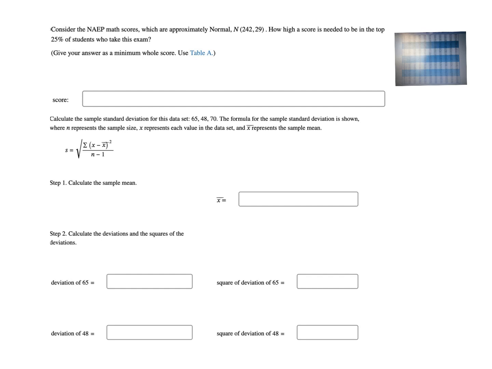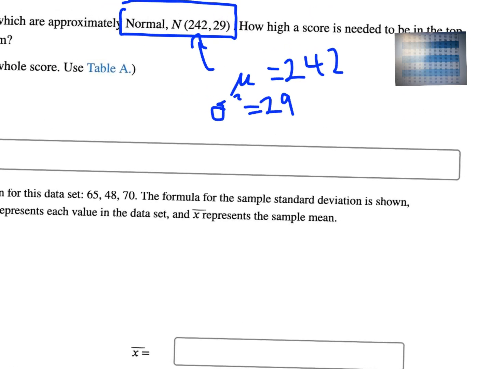So the first question here is saying they give you the normal information. So they're giving us the mean and the standard deviation squared, okay? They're just saying this data is normally distributed, and that the mean of our data is 242, and the variance of our data, which is SD squared or sigma squared if it's population, is 29. I think that says 29. I'm going to just make it bigger so I can make sure it's not 2.9.